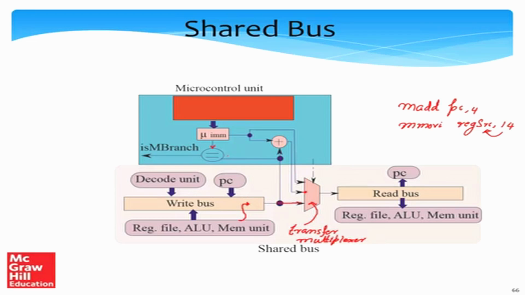So it compares both, and then what it does is that it generates an equality signal. If there is an equality, then the is M branch signal is true, otherwise it is false.